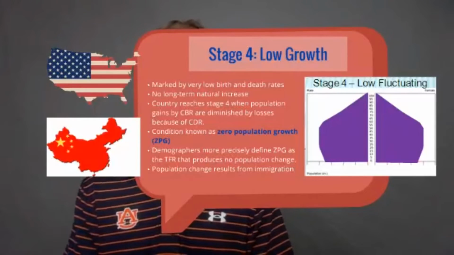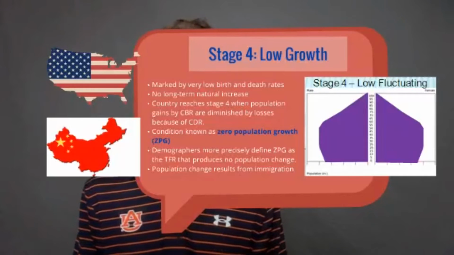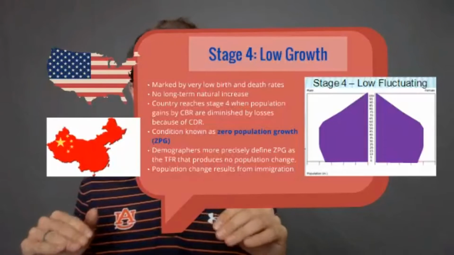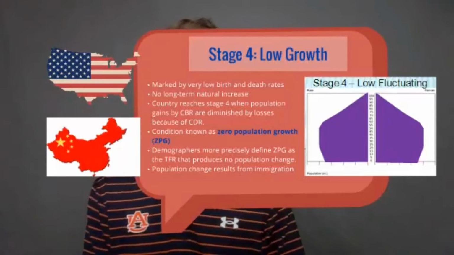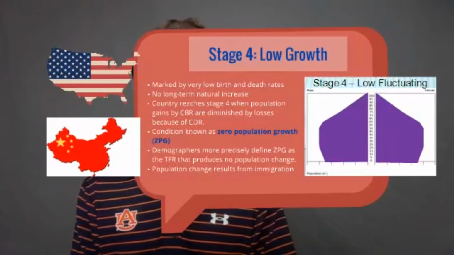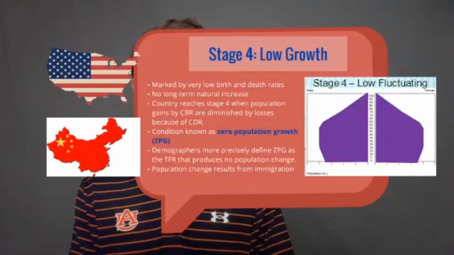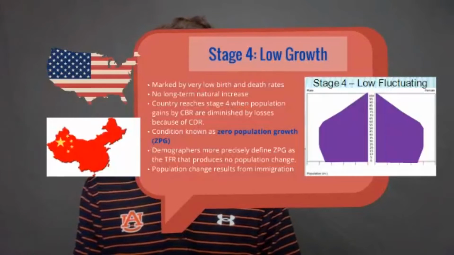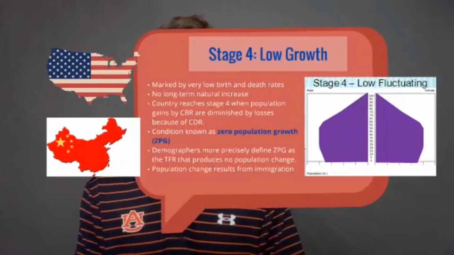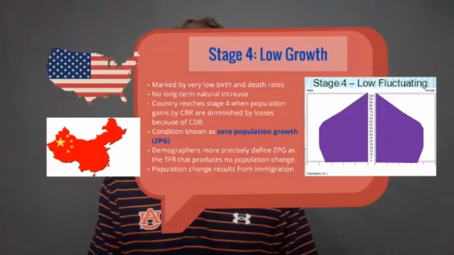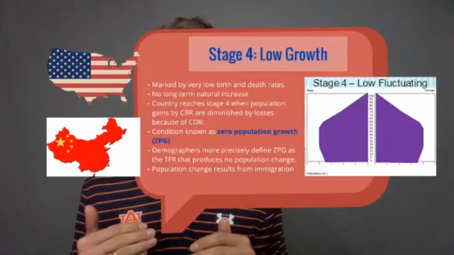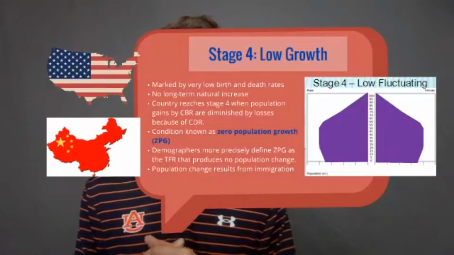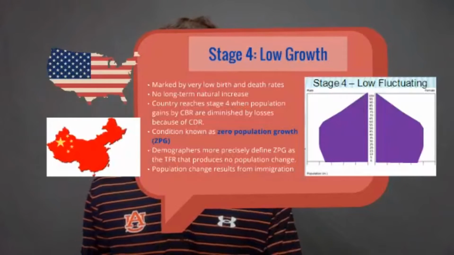Zero population growth is when you have the same birth rate and death rate. So your population stays the same, you're not losing people, but there's no more growth. So demographers more precisely define the ZPG as the total fertility rate that produces no population change. So just replacement level, which we said was 2.1 children per woman. And any population change we see in these countries comes from immigration when you have zero population growth.